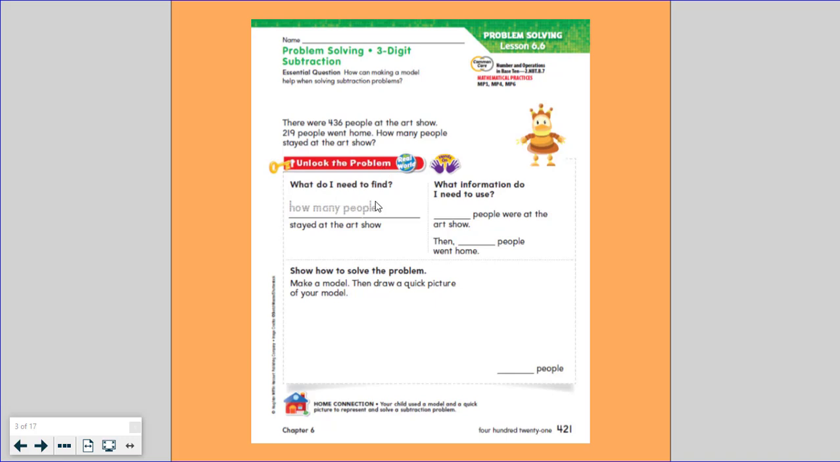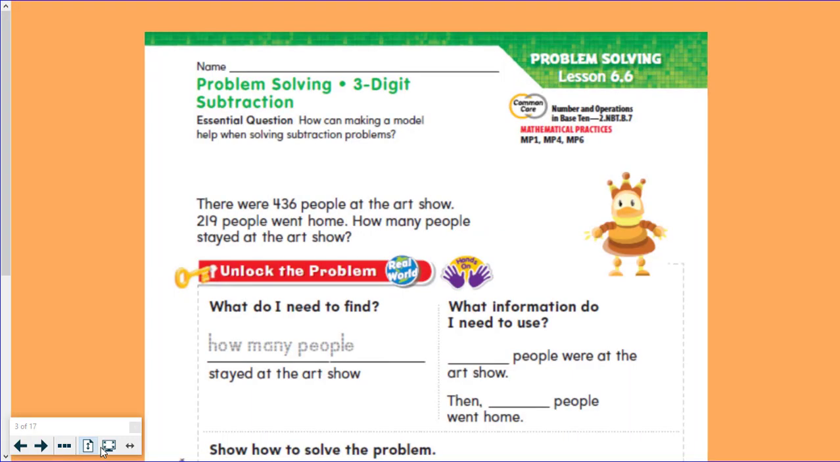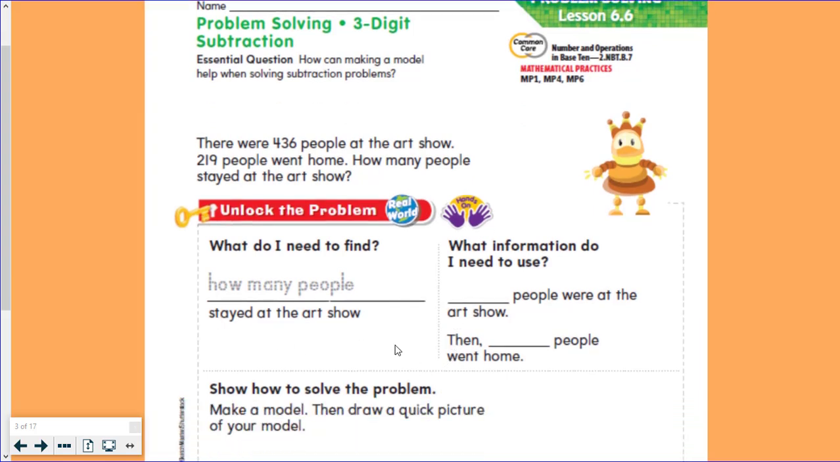So let's see, what do I need to find? Well, let me make this bigger. I need to find how many people stayed at the art show. So go ahead and pause your video and trace this part: how many people? Okay, what information do I need to use? So it says blank people were at the art show, then blank people went home. Let's see. There were 436 people at the art show. Then 219 people went home.